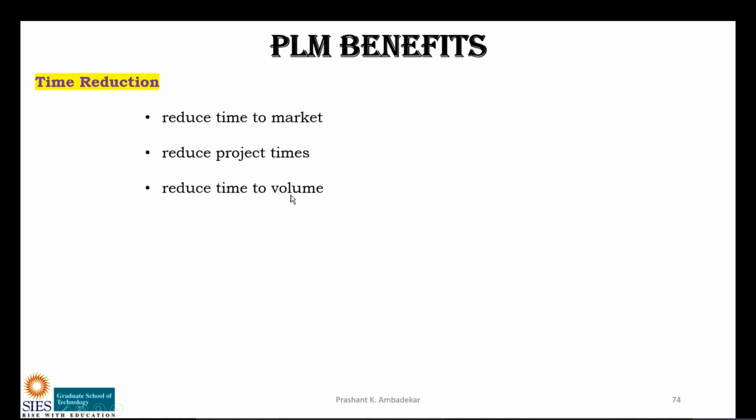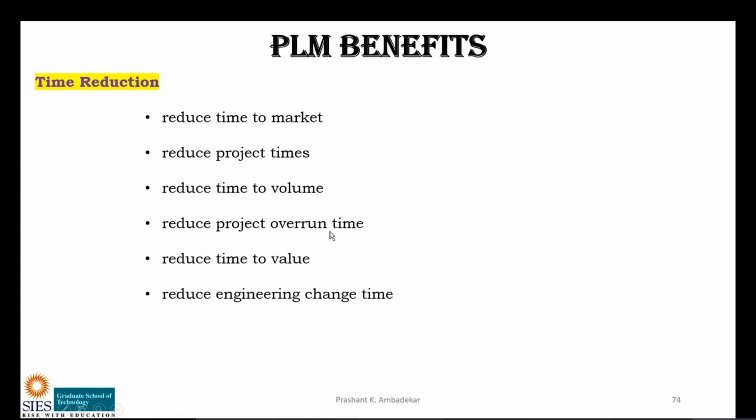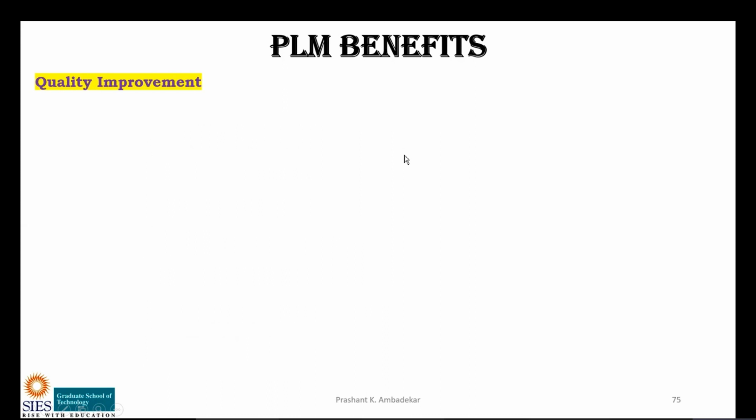Then reduce time to volume. If it is a bulk order, then it can be quickly brought into the market. Reduce project overrun time. The project should be completed in the stipulated time and not overrun. Then reduce time to value. Reduce engineering change time, that is manufacturing time. Reduce time to profit, and reduce the cycle times. So these are the various times which can be reduced so that the benefit from PLM can be taken.